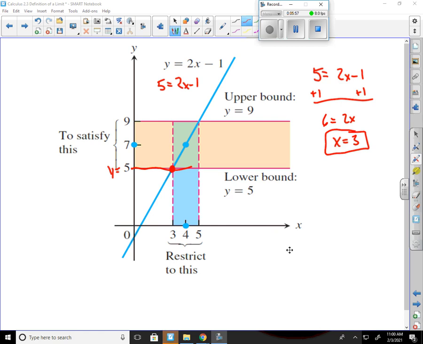Now we do the same for 9. So I'm going to plug the 9 in for y, and that gives me 9 equals 2x minus 1, and now I just solve that. 10 equals 2x, divide by 2, x equals 5. And when x equals 5, y is 9.